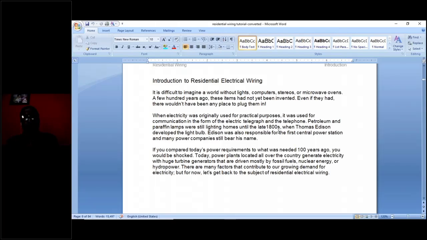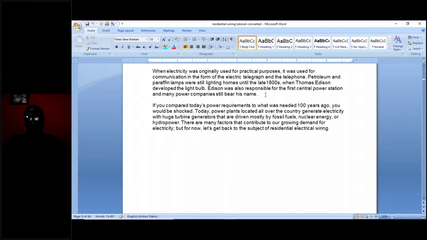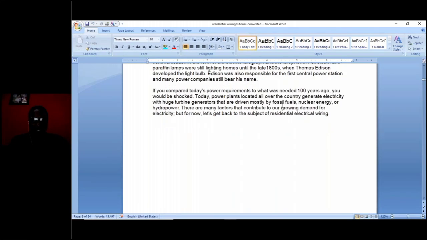When electricity was originally used for practical purposes, it was used for communication in the form of the electric telegraph and telephone. Petroleum and paraffin lamps were still lighting homes. There was nothing like bulbs. What they were using in the early 1800s were paraffin lamps. It was then that Thomas Edison developed the lightbulb. They call him the father of light. Edison was responsible for the first central power station, and many power companies still bear his name.